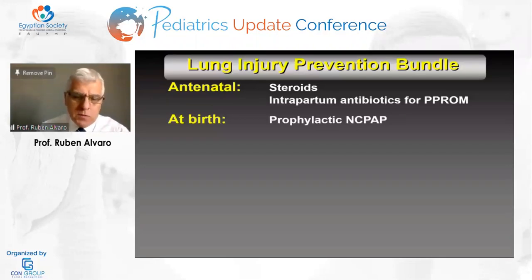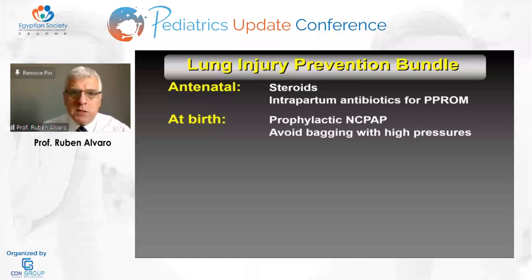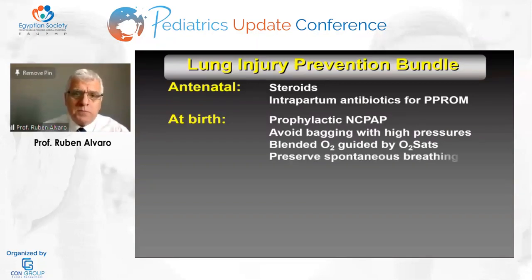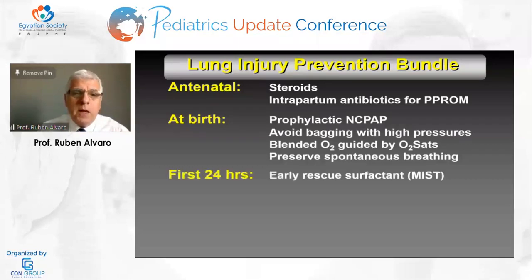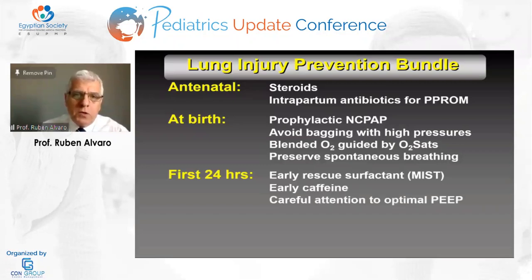The first thing you need to do in these babies, especially the small ones, is put the baby on nasal CPAP. Avoid bagging this baby with high pressures. Always use blended oxygen and guide your oxygen delivery by your preductal saturation. Try to always preserve spontaneous breathing. In the first 24 hours, use early rescue surfactant treatment, usually by MIST, minimally invasive surfactant treatment. Use early caffeine. Be careful when you look at your PEEP.